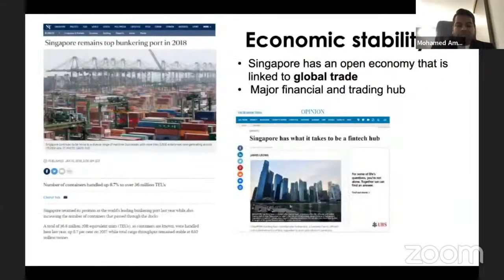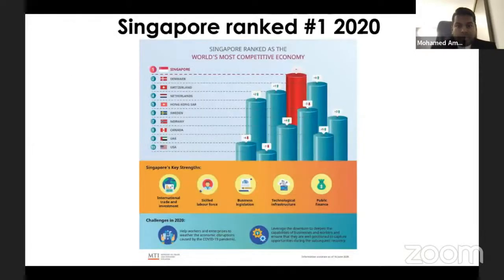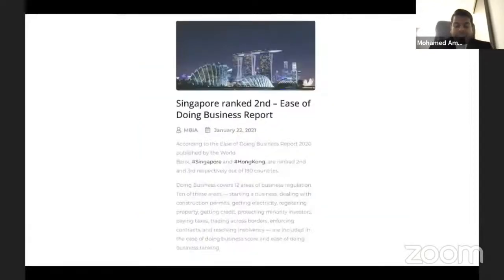Economic stability: Singapore has an open economy linked to global trade and is a major financing hub. Singapore is ranked as one of the world's most competitive economies. Singapore ranked #1 as the world's most competitive economy as well. And in terms of ease of doing business, Singapore ranked #2 as well.